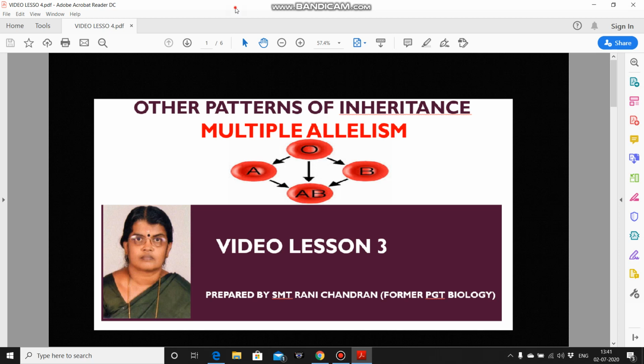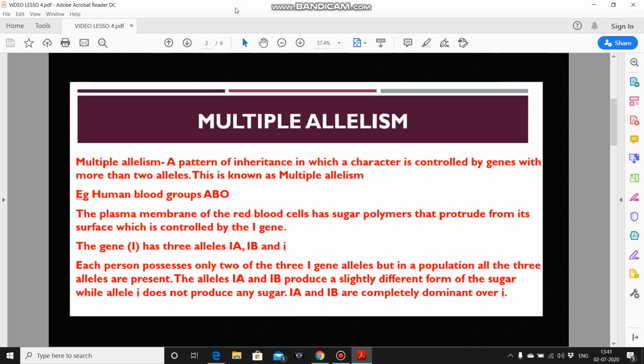Now you will learn about the inheritance of traits in multiple allelism. Multiple allelism is a pattern of inheritance in which a character is controlled by genes with more than two alleles. Example, human blood group ABO. All of you know that there are four types of blood group, namely A, B, AB and O.